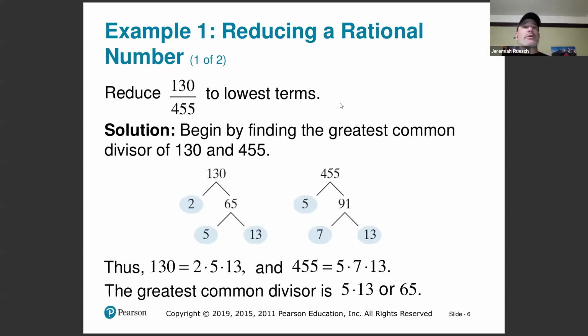So if we wanted to reduce 130 over 455 to lowest terms, we're going to find the greatest common divisor, the GCD. That may sound familiar from a couple lessons ago. So the GCD of 130 and 455 using the factor tree: we have 2 times 65, and 5 times 13 equals 65. And then looking at 455, we have 5 times 91 and then 7 times 13. Looking at each of the numbers in the factors, we see a 5 and a 13 are in common. And so 5 times 13, or 65, is the GCD. That would be the c term in the previous slide.